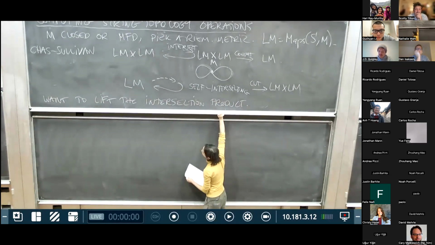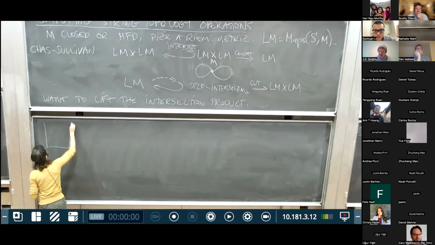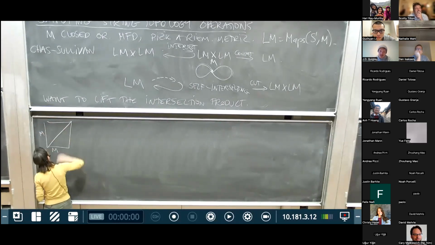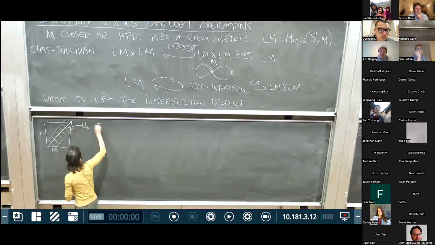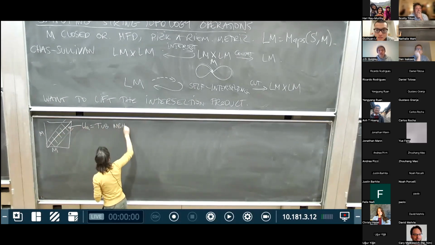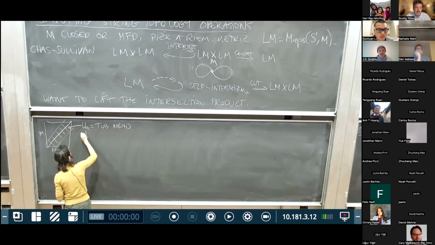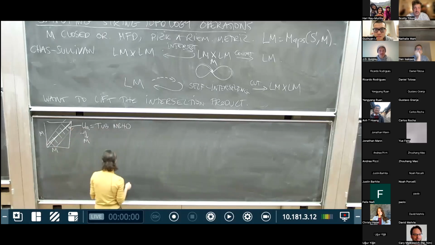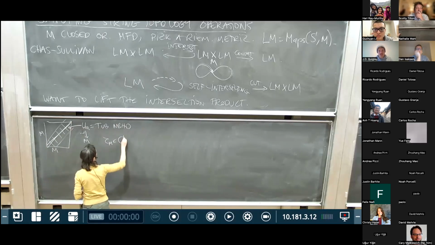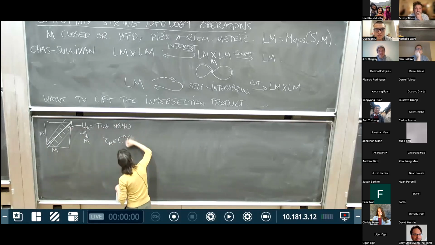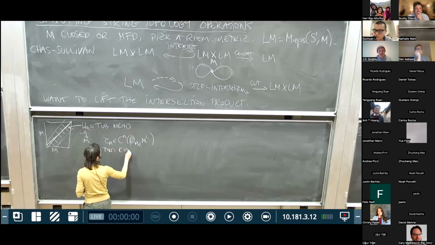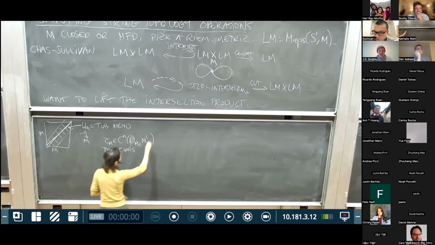And what we do is we pick the data. We have M cross M, our diagonal, and we're going to pick the data of a tubular neighborhood, which comes also with a retraction, so it's homotopy equivalent to M sitting here as a diagonal, and then we pick a Thom class for this neighborhood. Now this data is enough to define the intersection product.